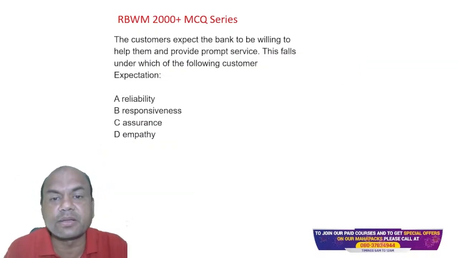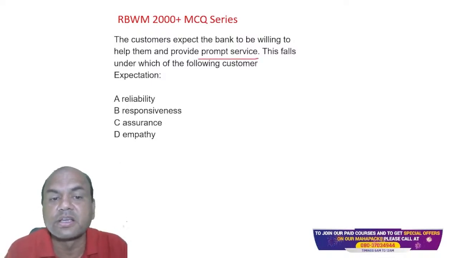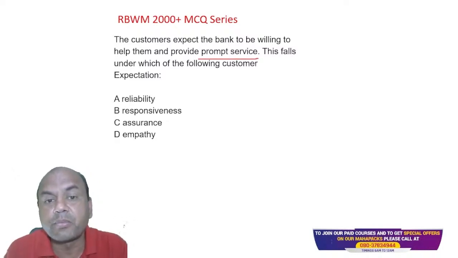The customers expect the bank to be willing to help them and provide prompt service. This falls under which of the following categories? Reliability, responsiveness, assurance, empathy. Prompt, fast service, so that is responsiveness.